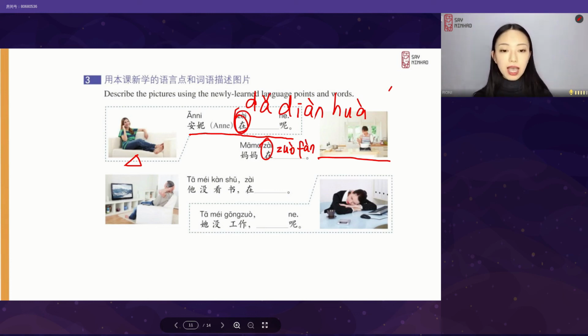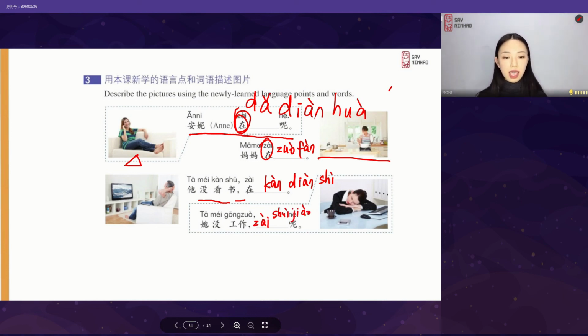Okay, next one. 他没看书. He's not reading. 在 do what? He's watching TV. How to say watch TV? 看电视, right? 看电视. Okay, last one. 她没工作. She's not working. And what is she doing right now? This thing is happening in progress, so we will use the structure 在 plus do something. 她没工作，在睡觉呢. She is sleeping, so 在睡觉呢. This is our exercise.